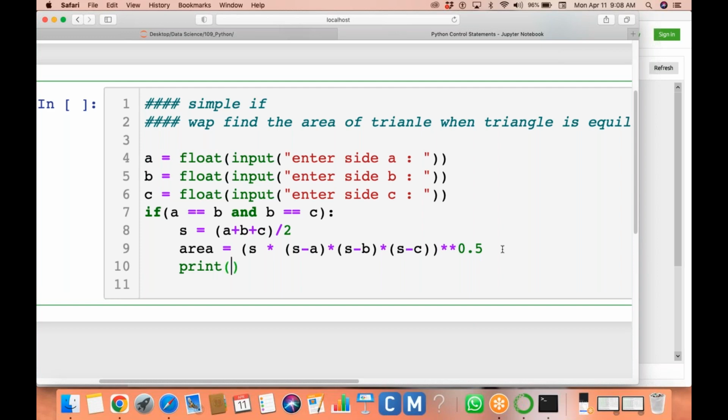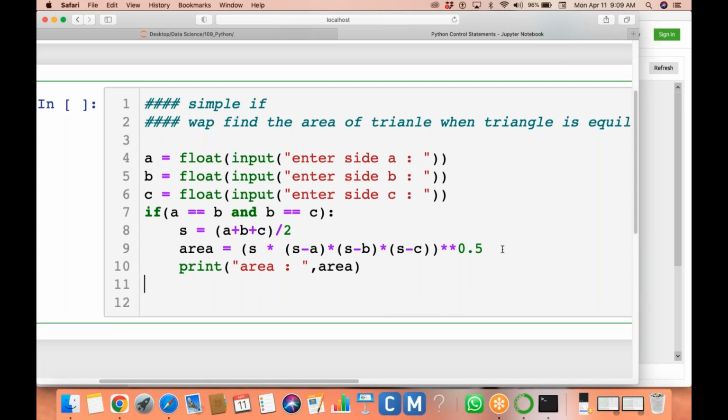Then I can go and find the area of the triangle, and then print the area, and I can write some statements outside of the if. So you make sure that the 8th, 9th and 10th lines, these three, are in the same indentation, but the 11th one is exactly below the if, right? Outside of the block. So whether this statement is executed or not, we'll see now.